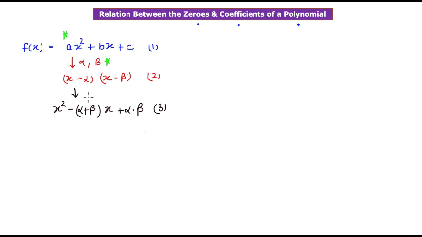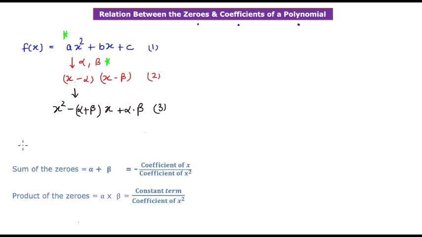You must notice that based on these three forms, we can also obtain a relation between the zeros and coefficients. That relation is that the sum of the zeros, alpha plus beta, is equal to negative of the coefficient of x divided by the coefficient of x squared. And the product of zeros, alpha times beta, is equal to the constant term divided by the coefficient of x squared. If you compare form number 1 versus 3, you will understand this relation very quickly.